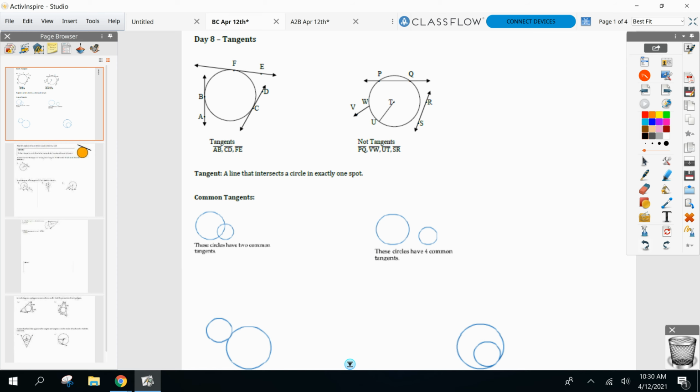And what about TU? Well, it's a radius and it's a segment. A tangent needs to be a line. So a tangent is a line that hits the circle in exactly one spot.